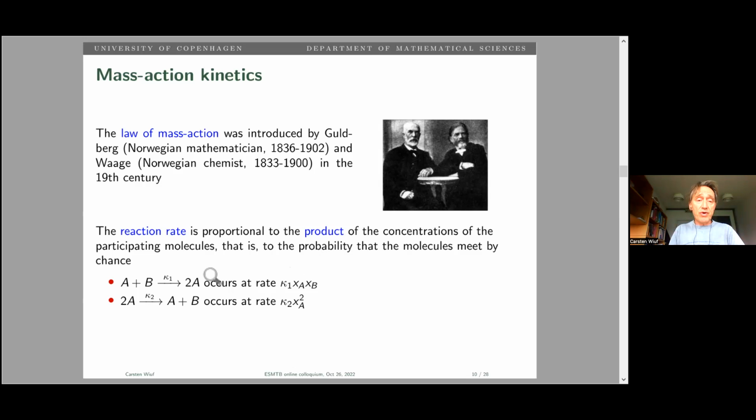And what they argued was that the rate of a reaction should be proportional to the concentrations of the participating molecules. So in the case where we have a reaction A plus B goes to 2B, the rate would be the concentration of A times the concentration of B, so that is x_A times x_B, multiplied by some constant, here kappa 1, the reaction rate constant. And similarly for a reaction 2A goes to A plus B, the rate would be proportional to x_A, the concentration of A, squared, because there are two A molecules involved, and then there's a rate constant kappa 2.